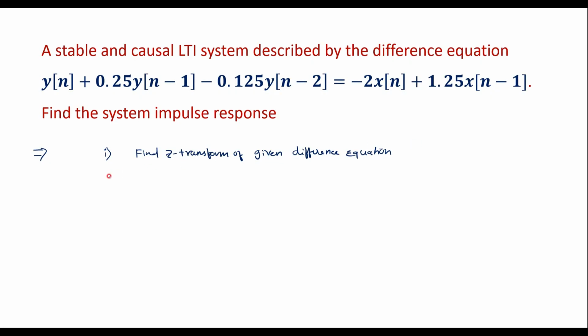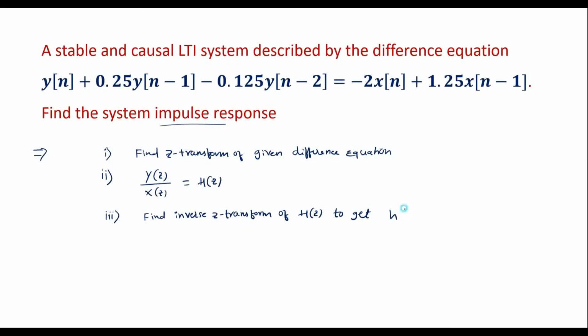Once you find the Z transform, the second step is to find y of z divided by x of z ratio, which is nothing but h of z, that is the system transfer function. Then the third step is to take the inverse Z transform of h of z to get the impulse response h of n.